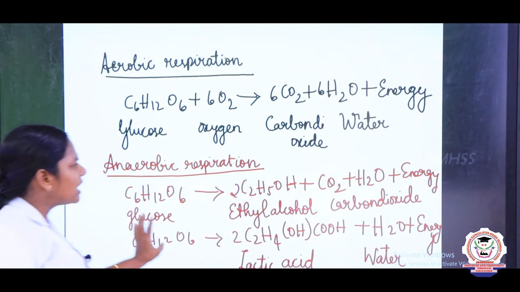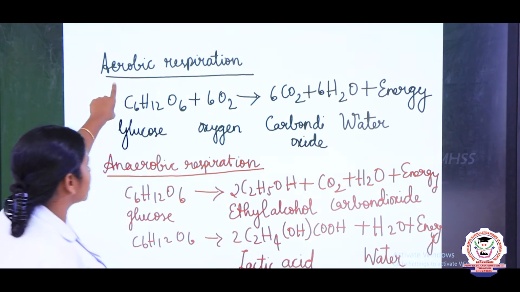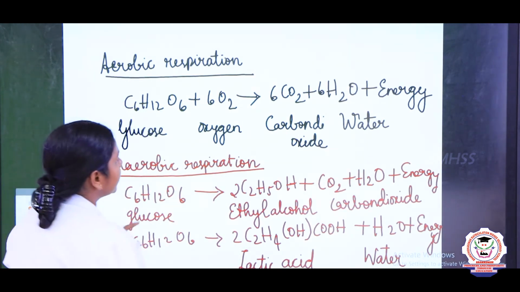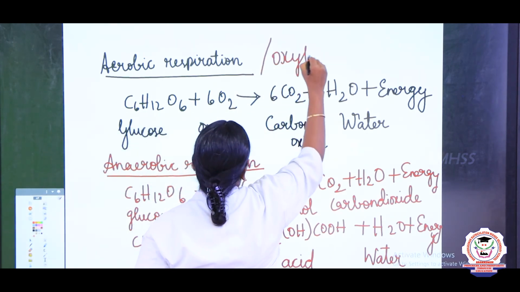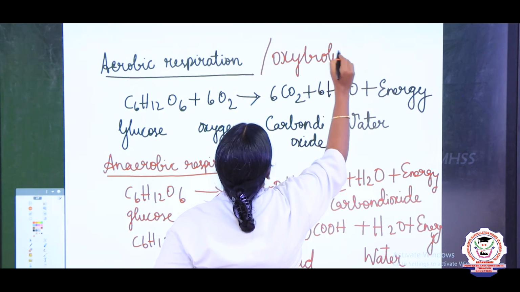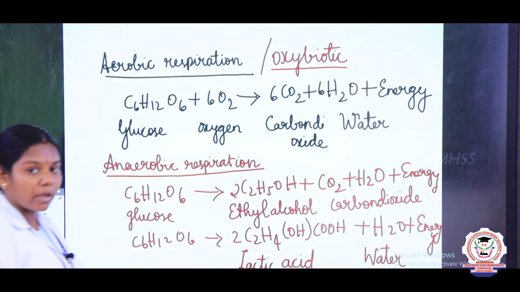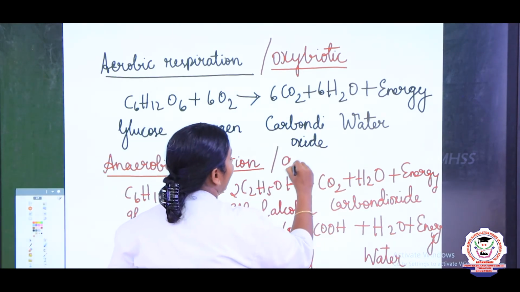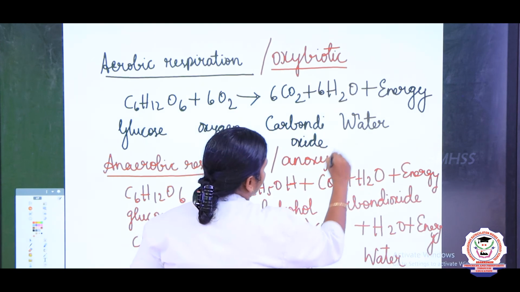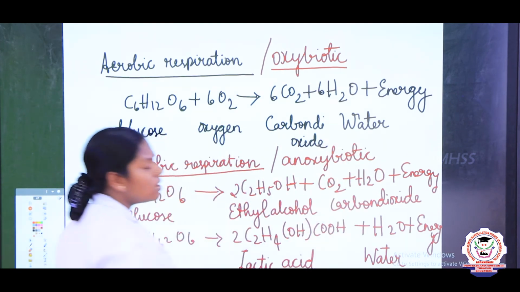So let us write the difference. From this we can write the difference, children. Aerobic respiration, what is the first difference? It is also called oxybiotic respiration. Since it involves oxygen, it is said to be oxybiotic. And anaerobic respiration is also called anoxybiotic. Anoxybiotic, it does not involve oxygen.